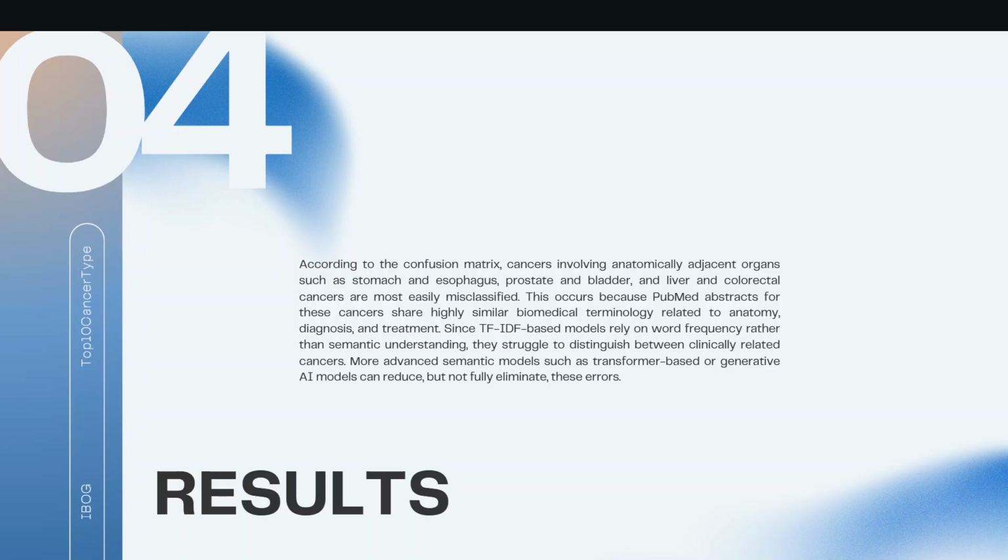More advanced semantic models such as transformer-based or generative AI models can reduce but not fully eliminate these errors. Maybe in the future though, but not right now.